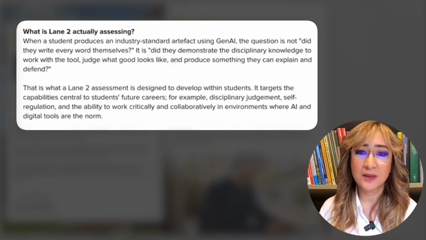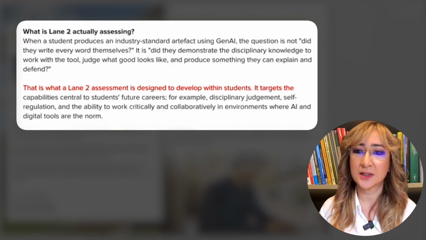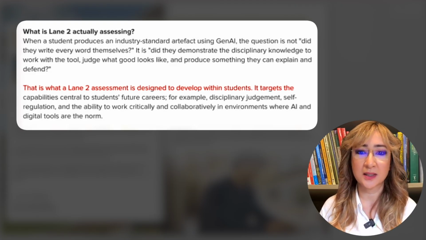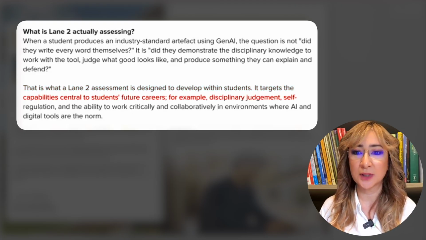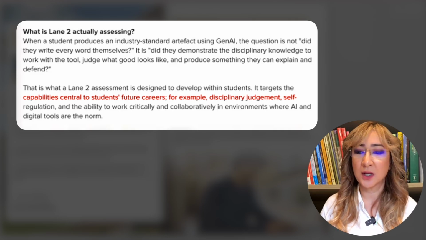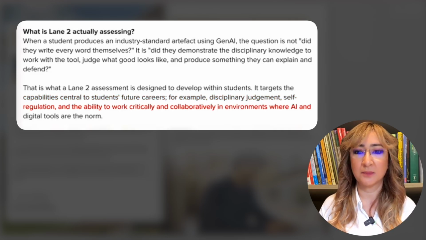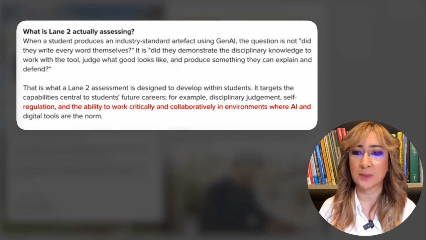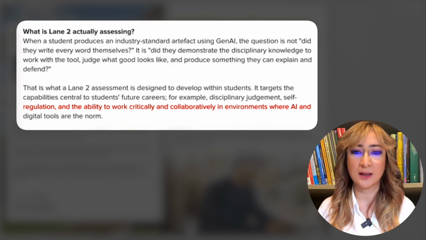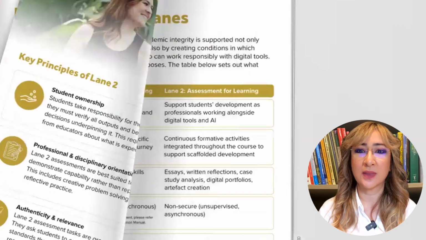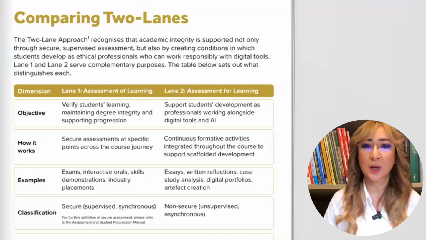And then it says, that is what lane 2 assessment is designed to develop within students. It targets the capabilities central to students' future careers, for example, disciplinary judgment, self-regulation, and the ability to work critically and collaboratively in environments where AI and digital tools are the norm. Okay, so next we're going to look at a side-by-side comparison of lane 1 and lane 2. So let's have a look there, comparing the two lanes.